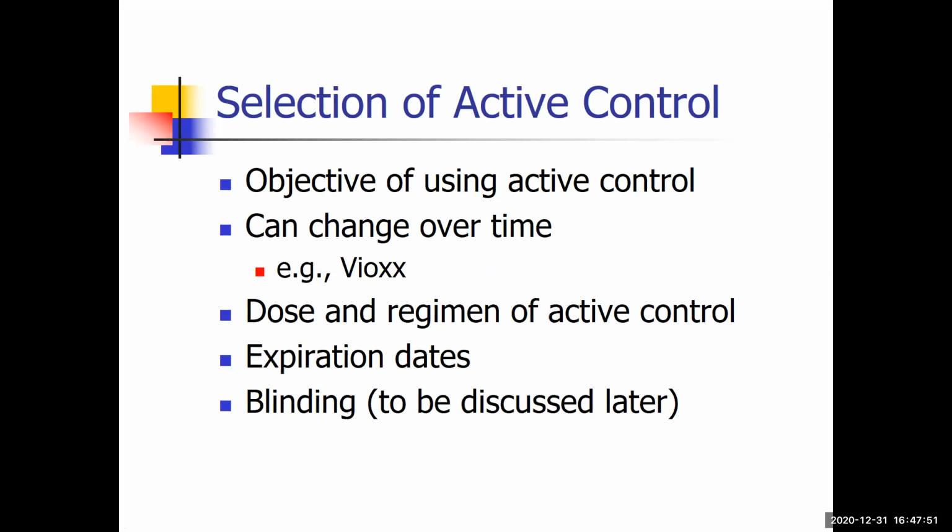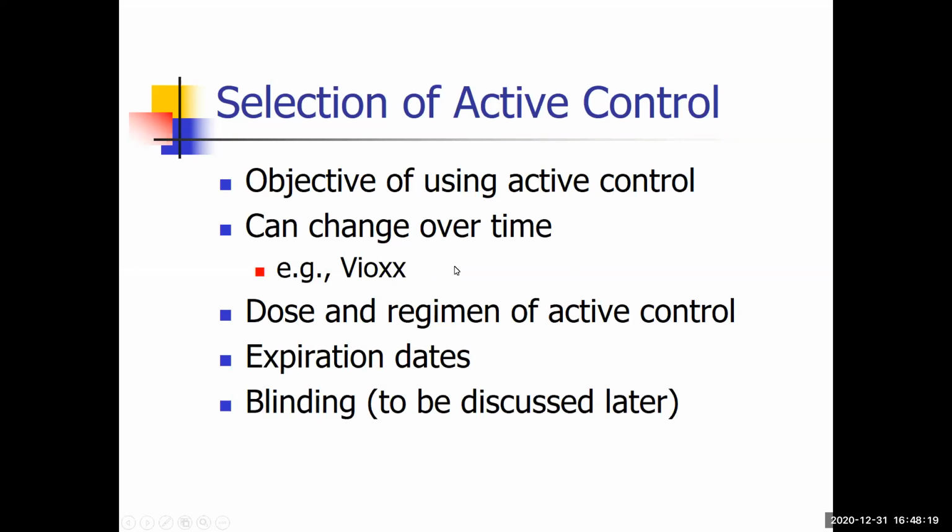After 1999, there were many COX-2 inhibitors. I think most of the major pharmaceutical companies were developing COX-2 inhibitors. In September of 2004, Merck withdrew Vioxx from the market. And when Merck withdraws, you cannot use Vioxx as active control.